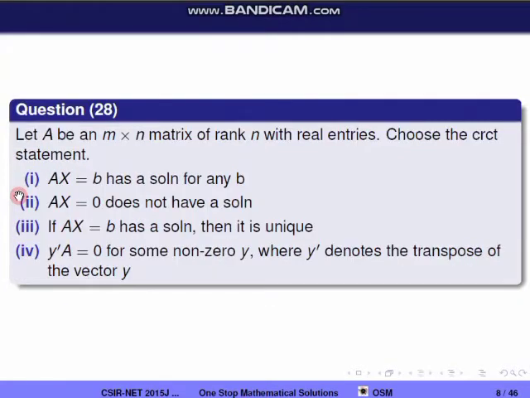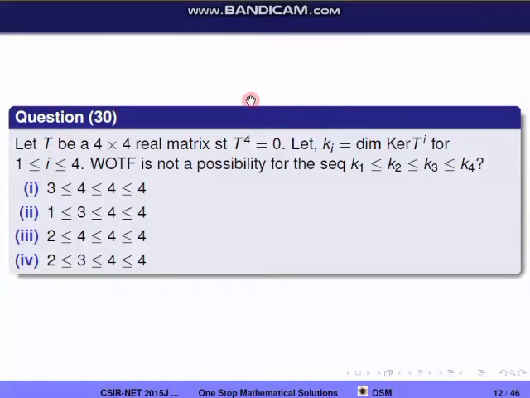So the correct option is third one. Next question, question 30. Let T be a 4 cross 4 real matrix such that T power 4 is equal to 0. Let Ki be equal to dimension kernel T^i for 1 less than or equal to i less than or equal to 4. Which of the following is not a possibility for the sequence K1 less than or equal to K2 less than or equal to K3 less than or equal to K4?